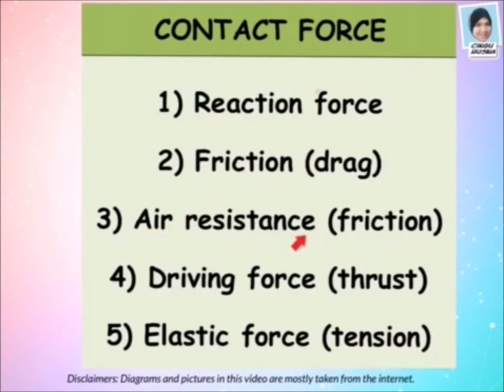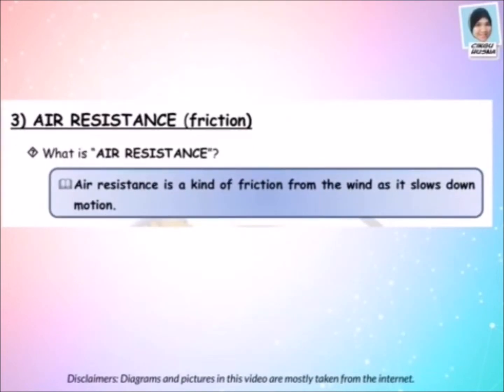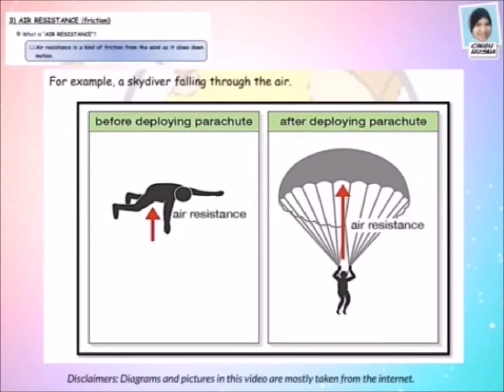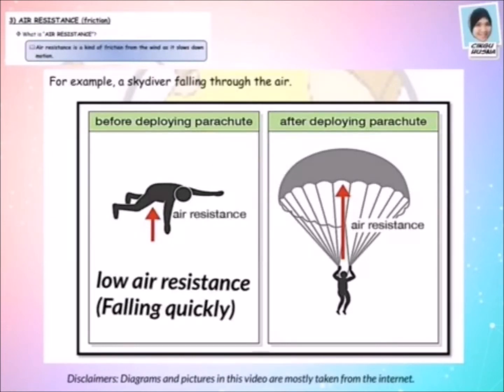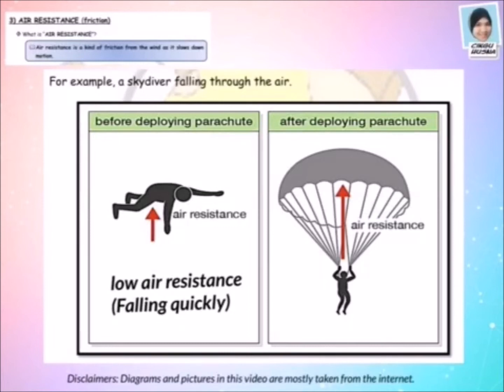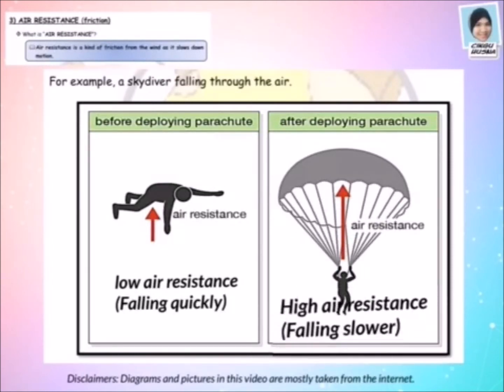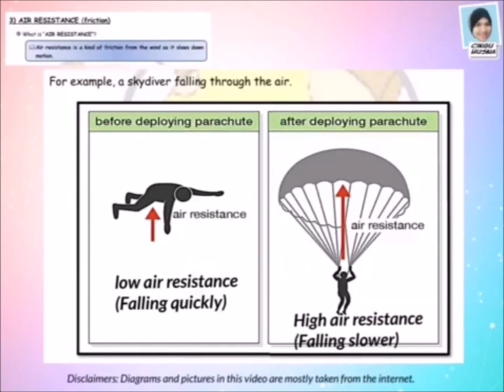Next is air resistance. Here, air resistance is a type of friction. Air resistance comes from the wind, so usually this will slow down motion. Here is a skydiver falling through the air. Before deploying the parachute, the skydiver is falling quite quickly. This is because the air resistance is low. So when the air resistance is low, the motion is faster. And then after deploying the parachute, there is higher air resistance. When the air resistance is higher, the motion will be slower.